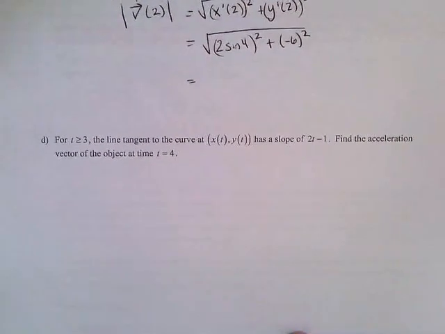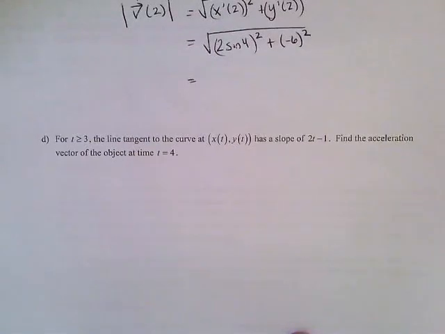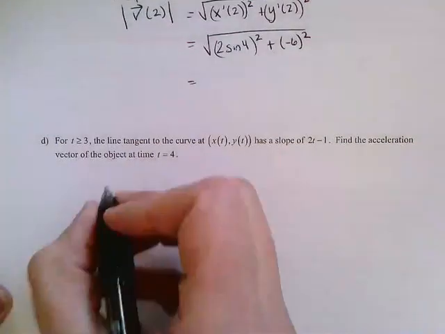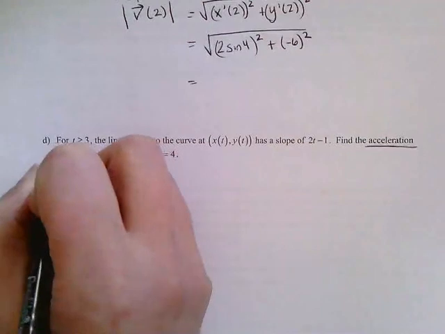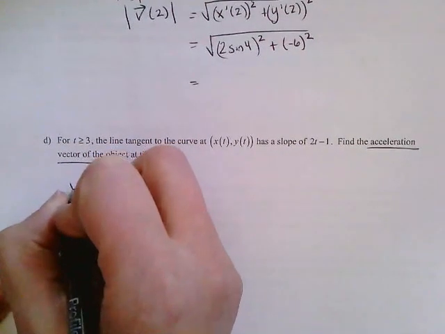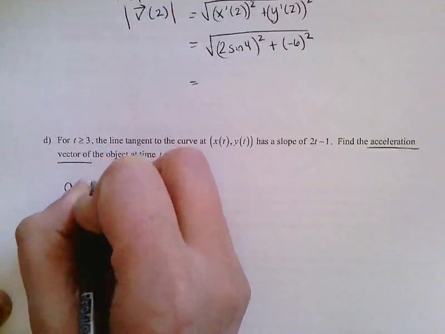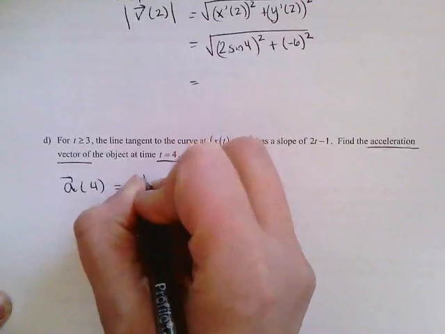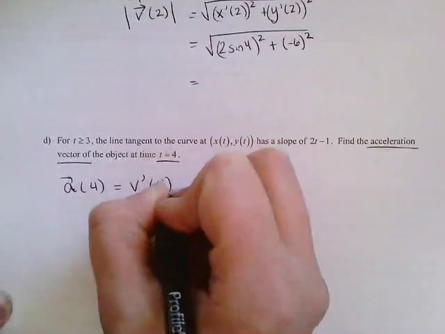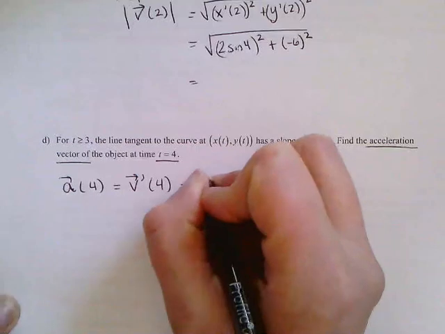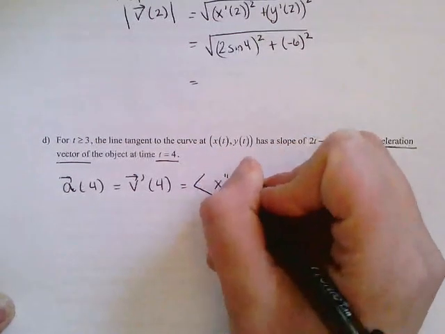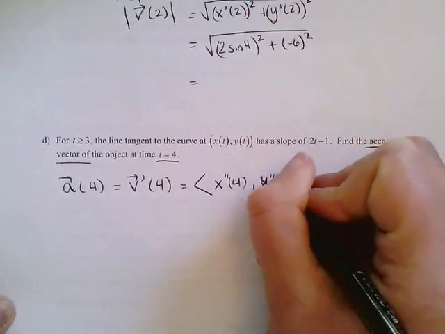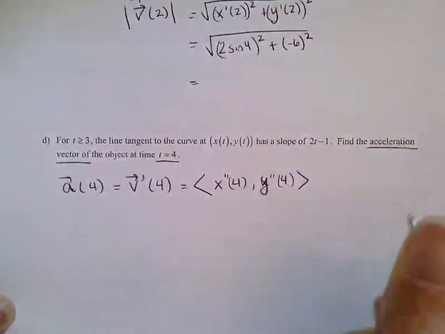Now this last question, it's not so much difficult as it is just you have to do some side work. Okay? It says find the acceleration vector, and we know that to find the acceleration vector at 4, we have to find the derivative of the velocity vector at 4, which basically means that we need the second derivative of the x position at 4 and the second derivative of the y vector at 4.